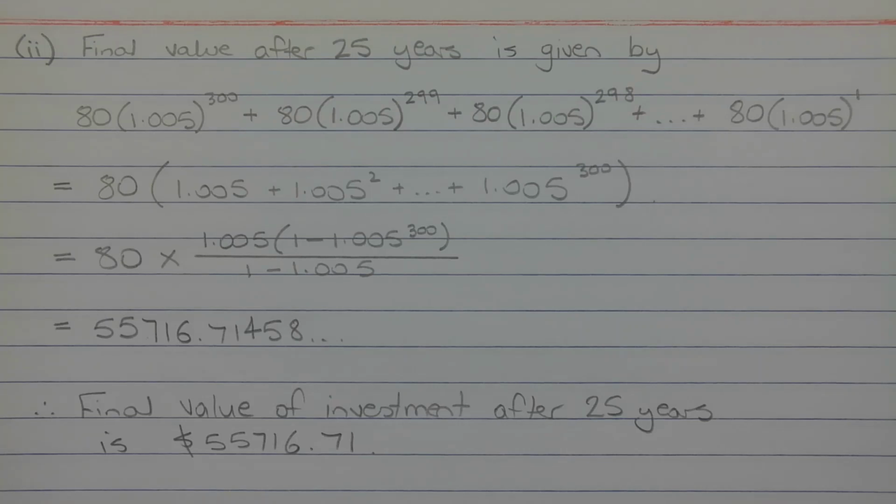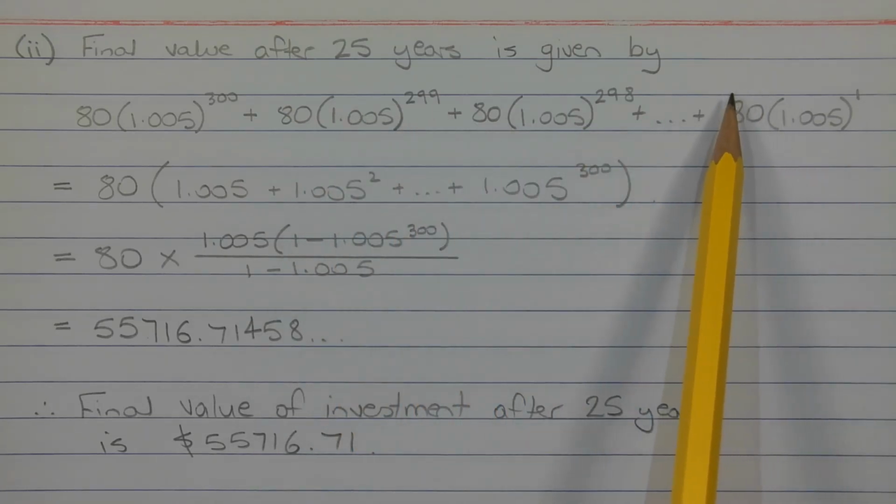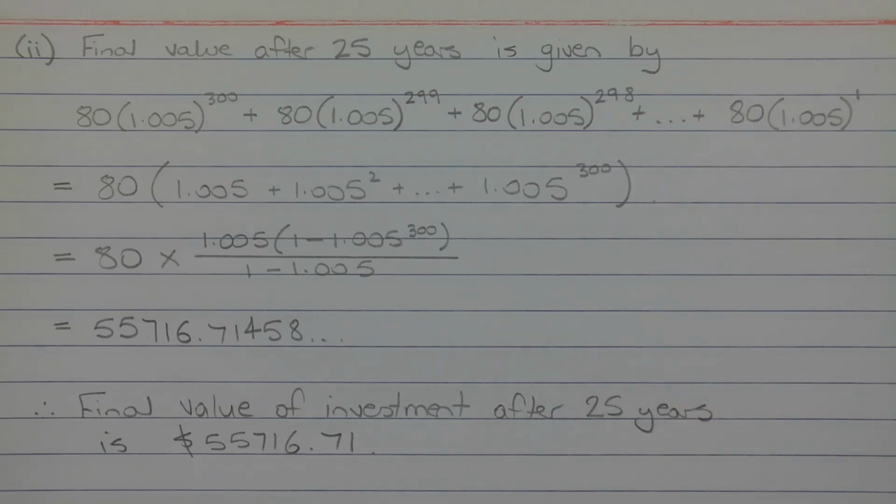Now the second lot of $80 is going to be compounded for 1 month less. So it'll be compounded for 299 months. And the pattern continues in the same way until we get to the 300th installment of $80. And that's only going to be compounded for 1 month, and then the entire investment is going to be withdrawn alongside all the interest that's been earned.